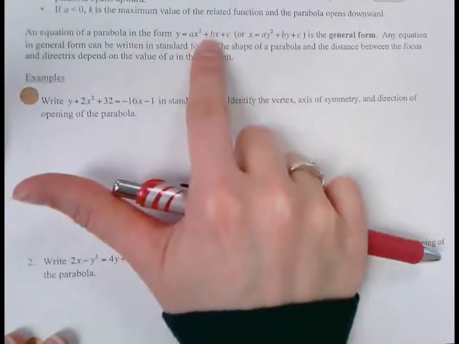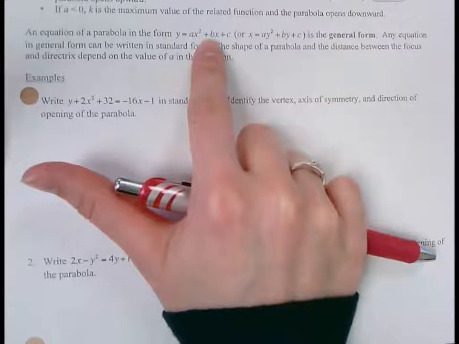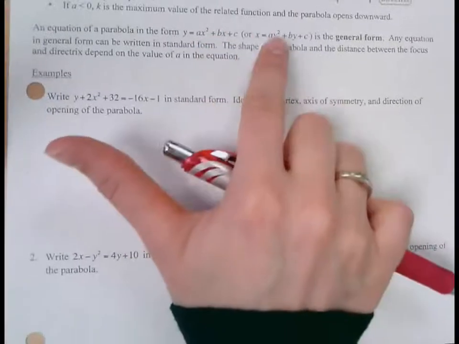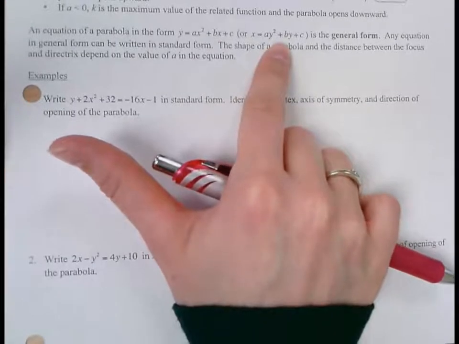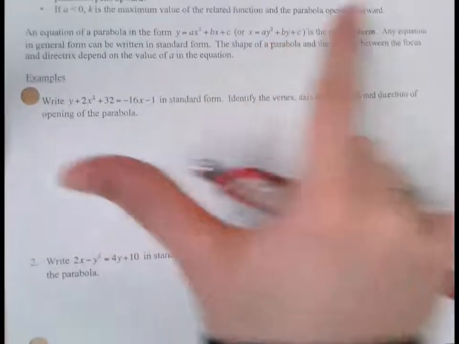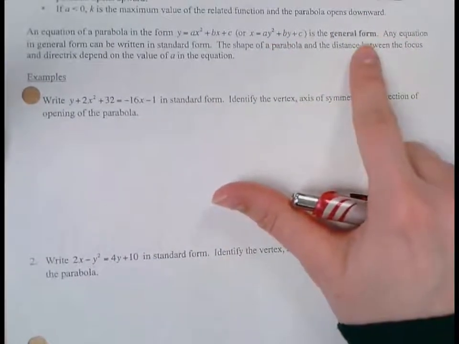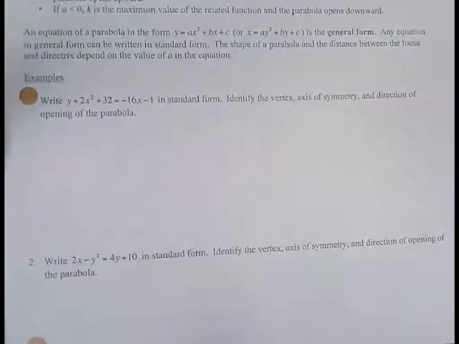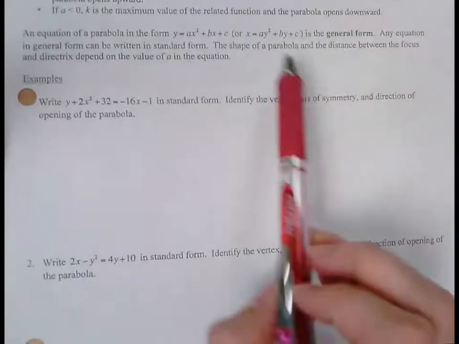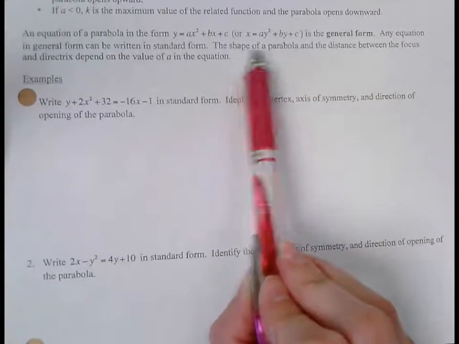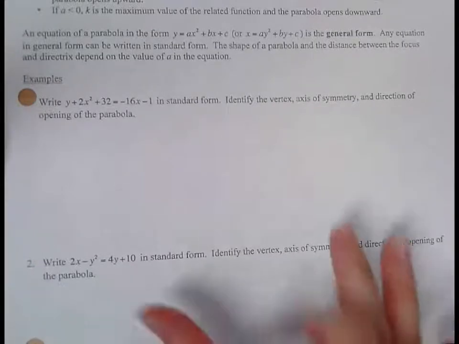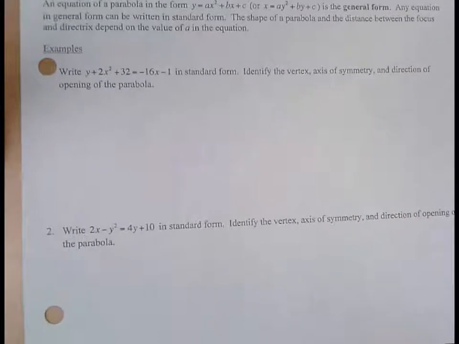So what it says above the first example, an equation that is in one of these 2 forms. So the form that we were more familiar with from chapter 4, y equals ax squared plus bx plus c, or this is what it would look like if you had x equals for the sideways parabolas. That is now called the general form. So if an equation is given in general form, we can write it in standard form. And then what we've already talked about is the shape of the parabola, and the distance between the focus and the directrix. They all depend on a. So how to get these into standard form.